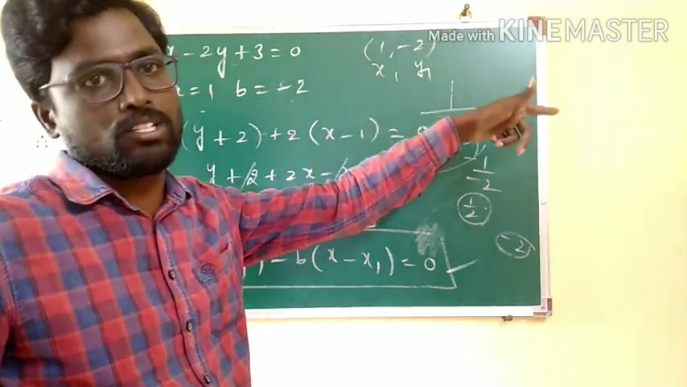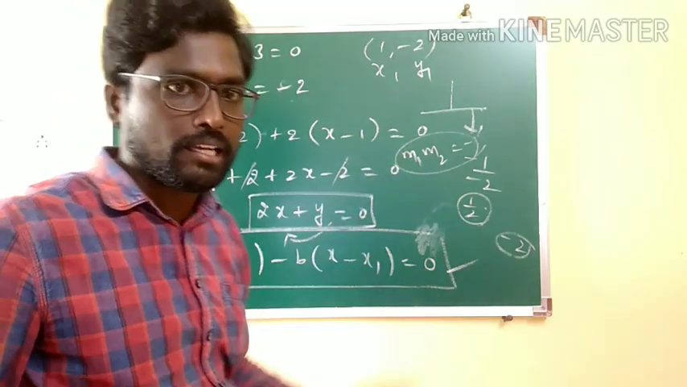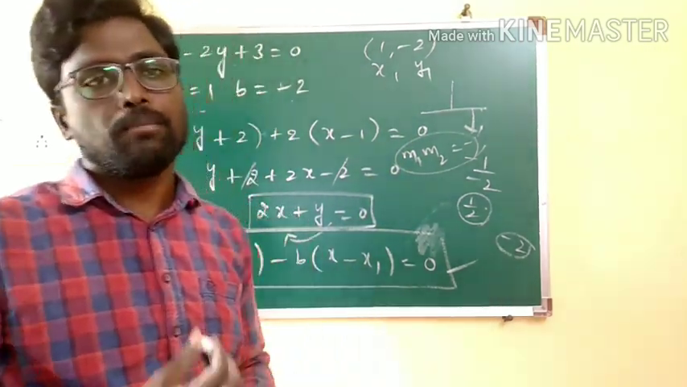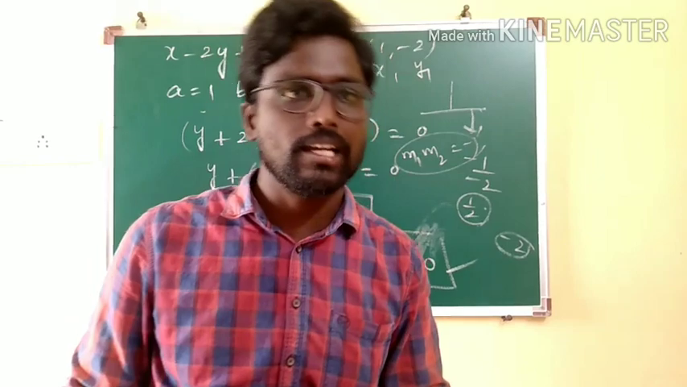1 comma minus 2. Therefore which concept is applied there? Point and slope form. That is y minus y1 is equal to m into x minus x1.